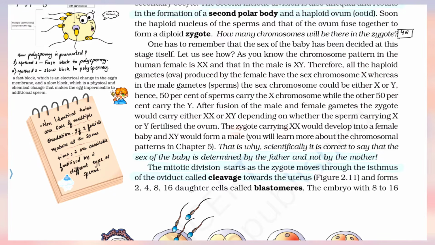The zygote carrying XX will develop into a female baby and XY will form a male. You will learn more about the chromosomal pattern in chapter 5. That is why scientifically it is correct to say that the sex of a baby is determined by the father and not by the mother.